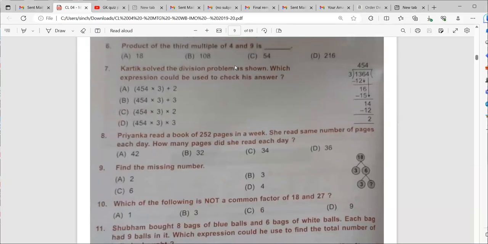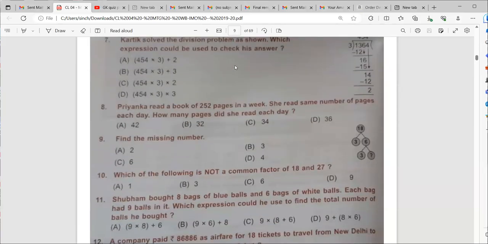Ma'am, please show it your options. Abir, you can solve from number 7, beta. Abir, solve from number 7 and send me the answers in chat. Okay, ma'am. Udit, have you understood the sum number 7? Ma'am, 7 I can't understand.